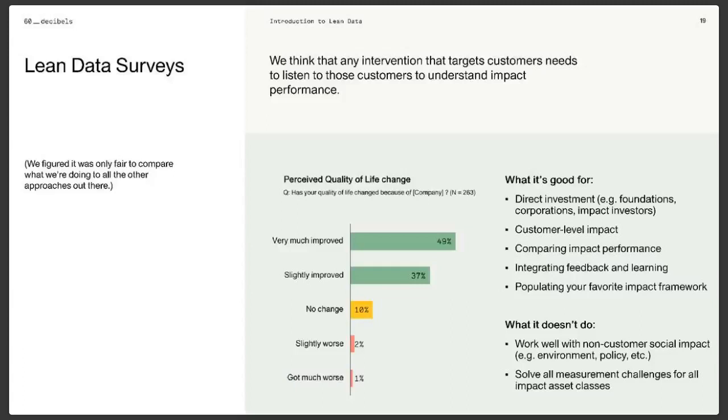So, for example, if you're in the environmental space, if you're in the policy space, if customers are not at the core of what you're doing, our lean data approach is probably not as appropriate. And to be very clear, we're not going to solve all measurement challenges for all asset classes. We're really optimized for that direct investor who wants to understand what's going on with their customers.